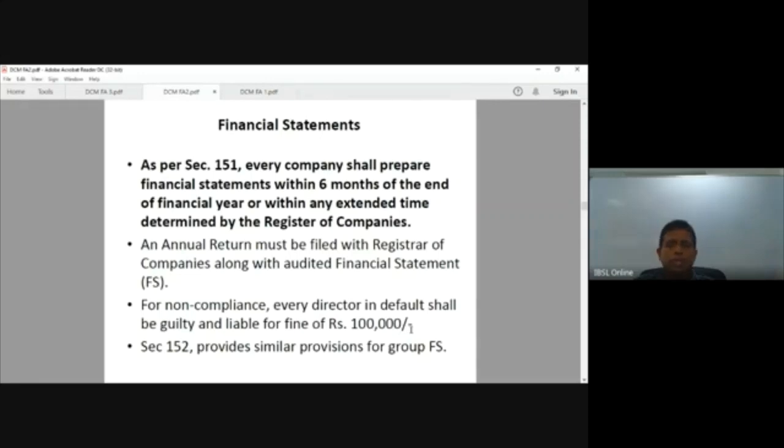This is also a very important section under the Company Act. If you take section 151, every company shall prepare financial statements within 6 months of the end of the financial year or within any extended time determined by the Registrar of Companies, right? Actually, according to the Company Act, a company has been given a 6-month period after the end of the financial year to prepare financial statements and get them audited.